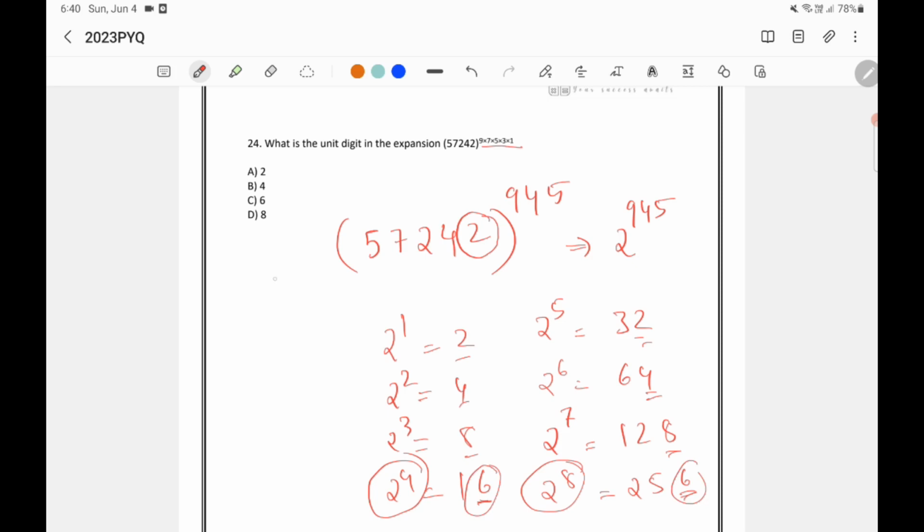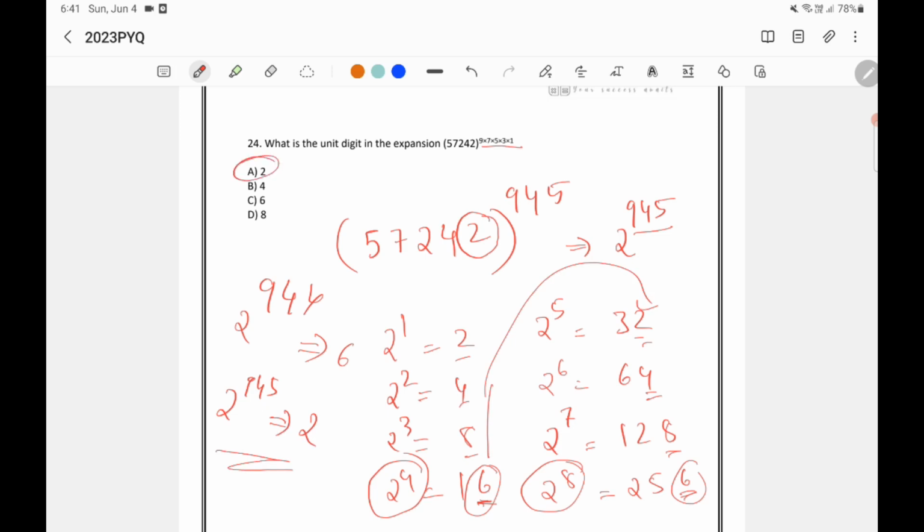So here it is 945, right? So you know that 944 is divisible by 4. Because to check the divisibility rule of 4, you just need to check the last 2 digits. 44 is divisible by 4. So if you do 2 raised to 944, the unit digit will be 6. So 2 raised to 945, using the cyclicity, after 6, 2 is coming. After 6, 2 is coming. So 2 will be the answer.